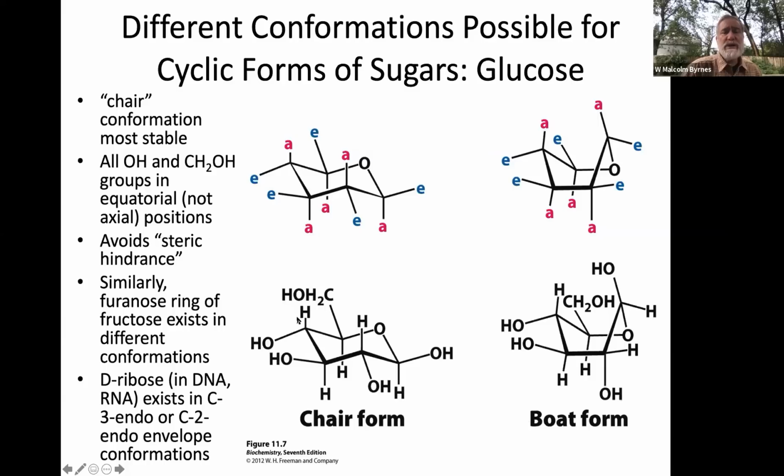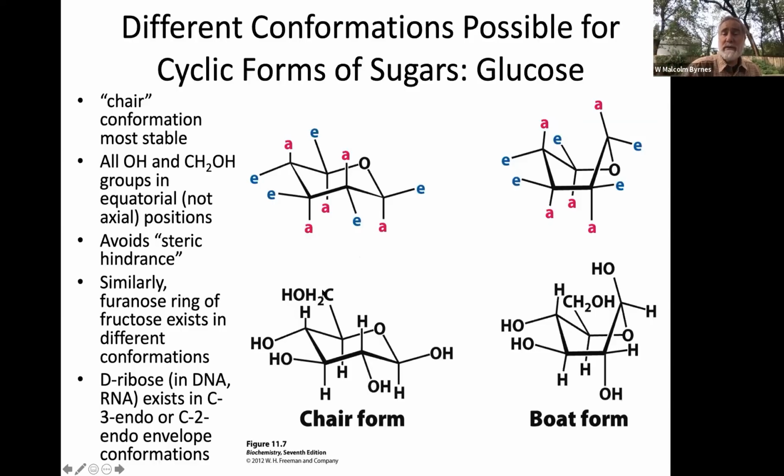Now, the chair, these two forms are not energetically equivalent, okay? The chair form is more stable and is preferred. And the reason is because the larger groups around the ring are in so-called equatorial positions. So see the E's here? That means equatorial. That means pointing out away from the ring as opposed to above and below the ring, okay?